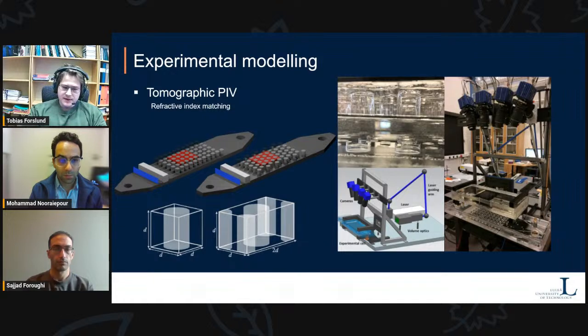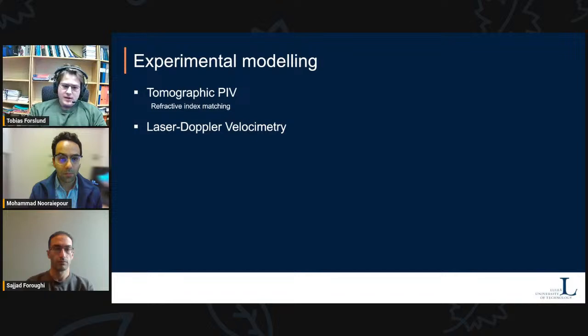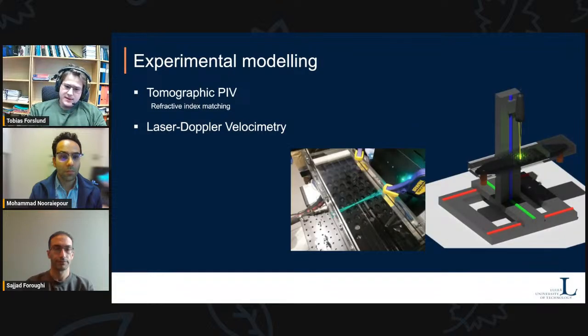You can see sort of a CAD overview of what the rig looks like there. So a similar method is laser Doppler velocimetry, where instead of gathering a lot of data to form averages over a large domain, we look at a single point, and then we get a lot of temporal information instead, from which we can extract turbulence characteristics and so on within that specific point.